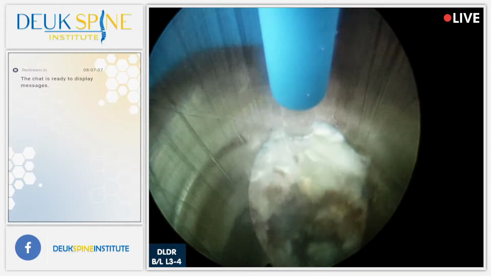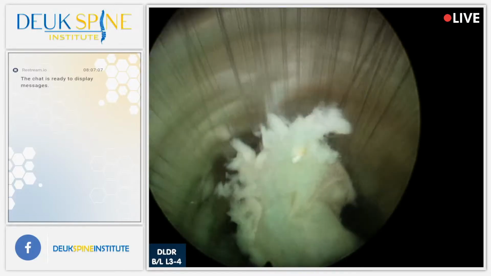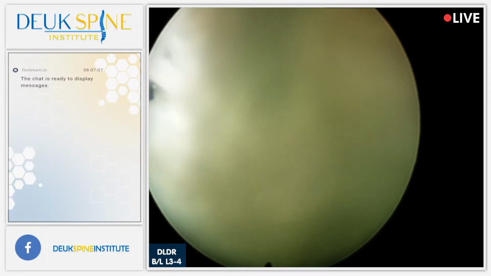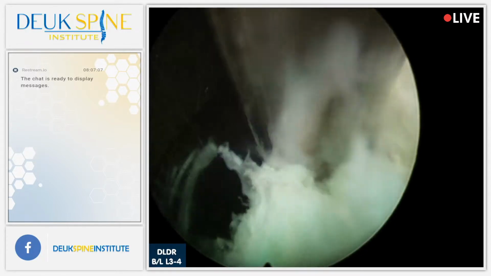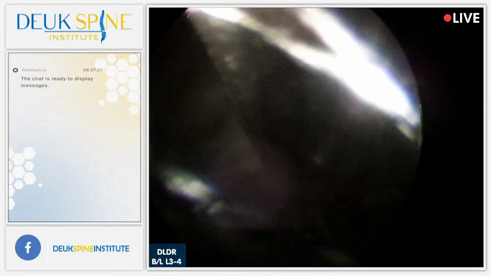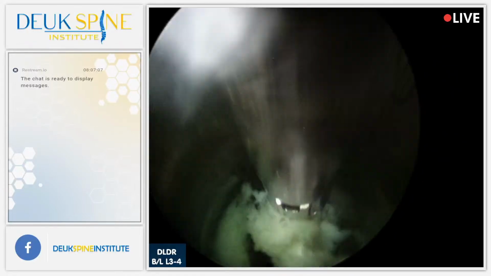Oh, there's a piece of herniation right there. Just came out of the annular tear. What we talk about all the time: the annular tear is where the herniation comes out. And this is a big piece of herniation that was literally stuck in the annular tear and just released it with the laser. Still another piece there.